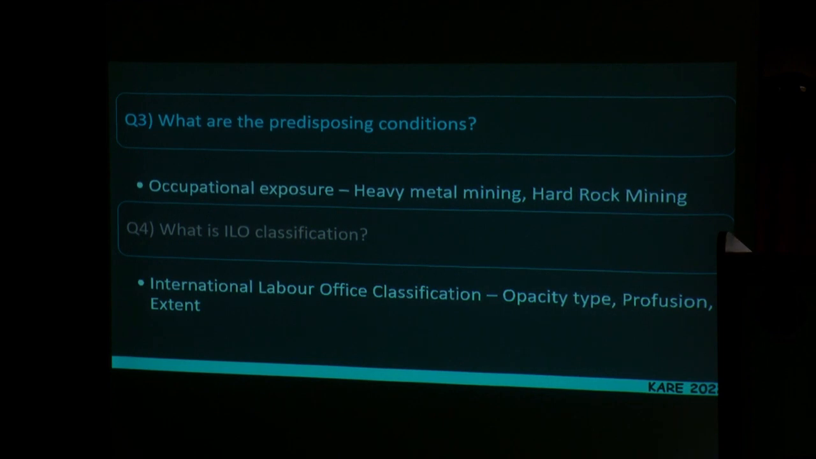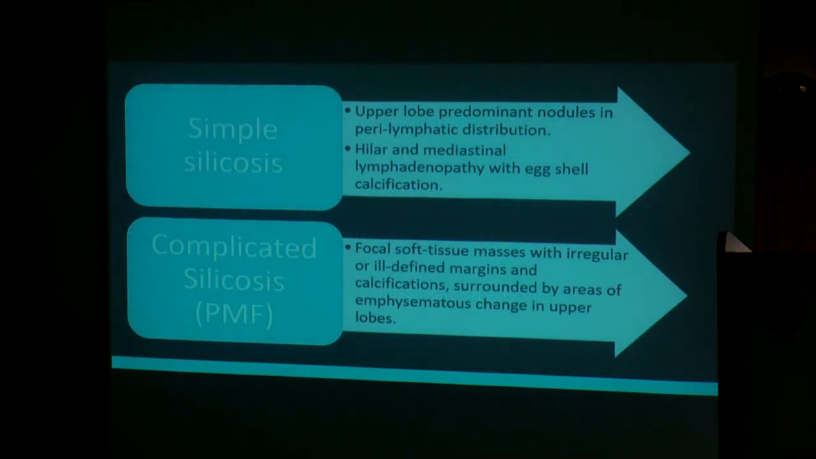They are classifying the disease based on the opacity type, whether it is small, regular, irregular, like that, and profusion and extent of involvement. Now in silicosis there are two types, simple silicosis and complicated silicosis. We have seen a case of complicated silicosis. In simple silicosis, you will have upper lobe predominant perilymphatic distribution of nodules with hilar or mediastinal lymphadenopathy.